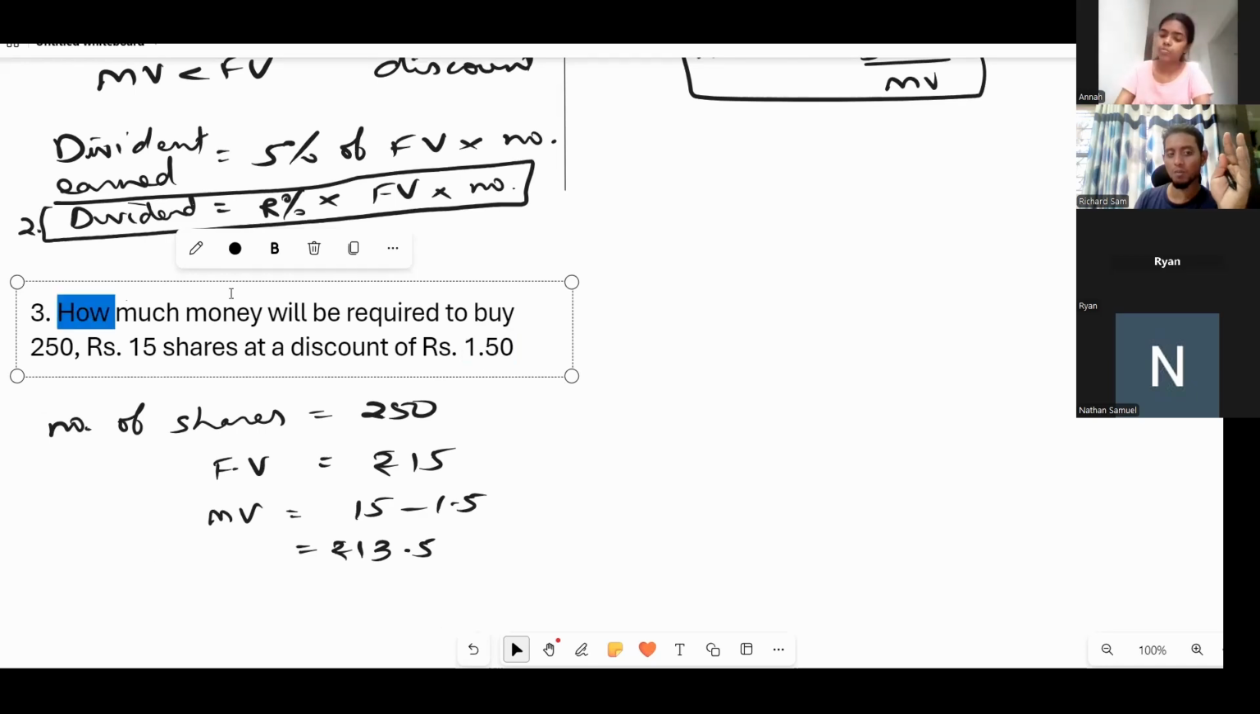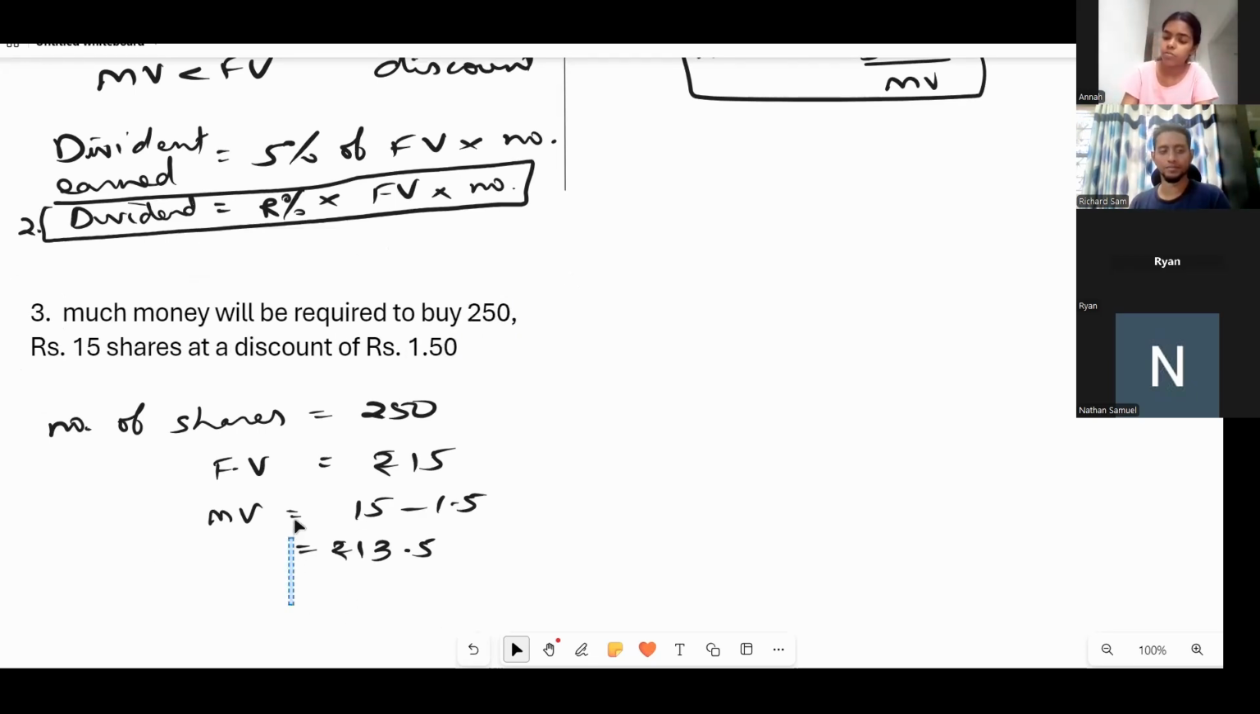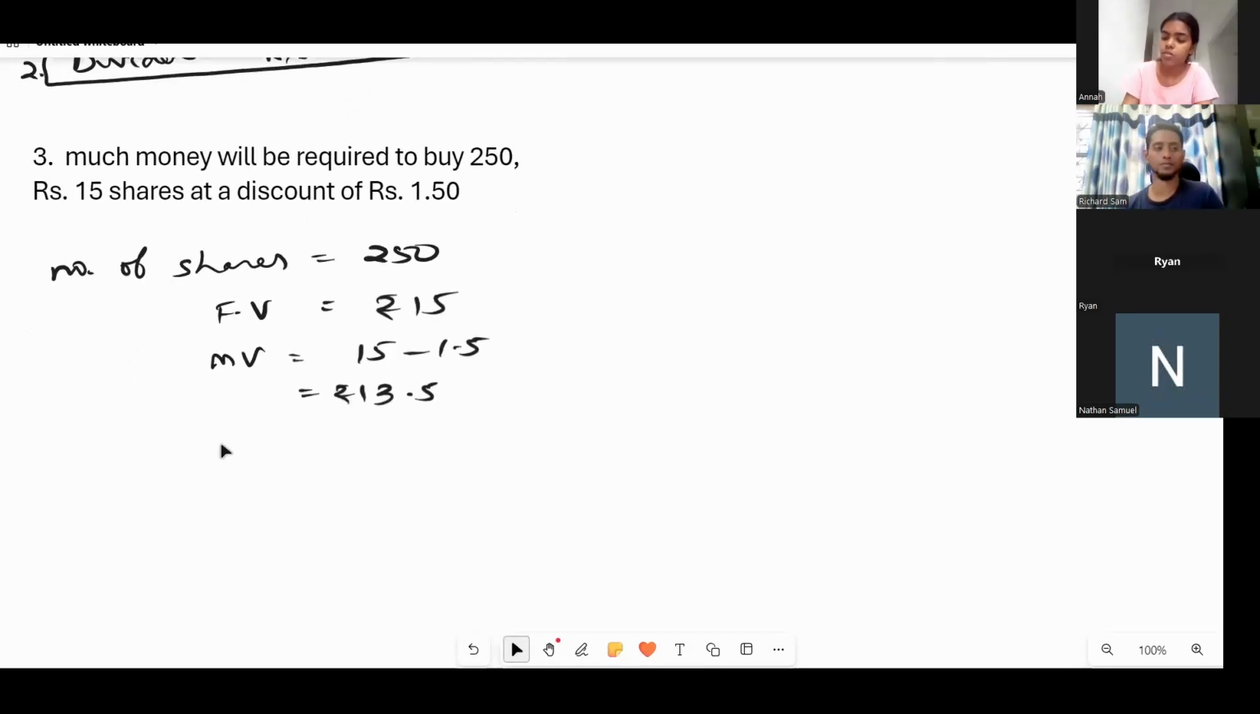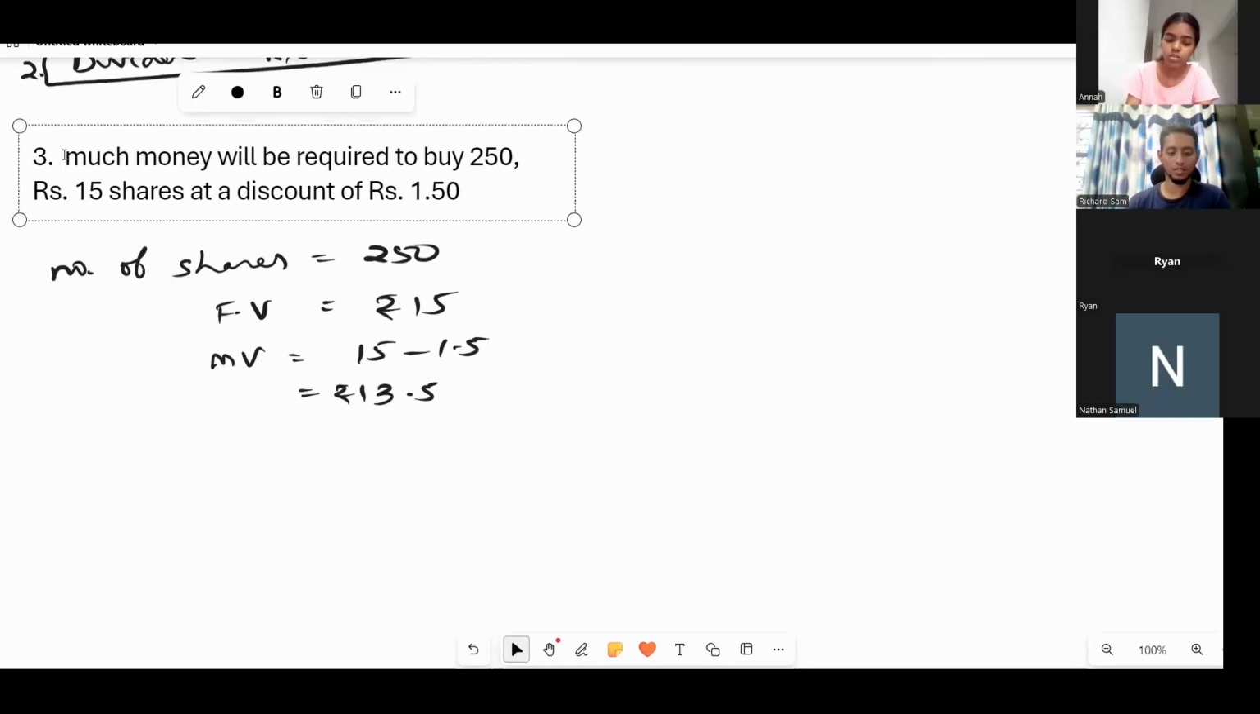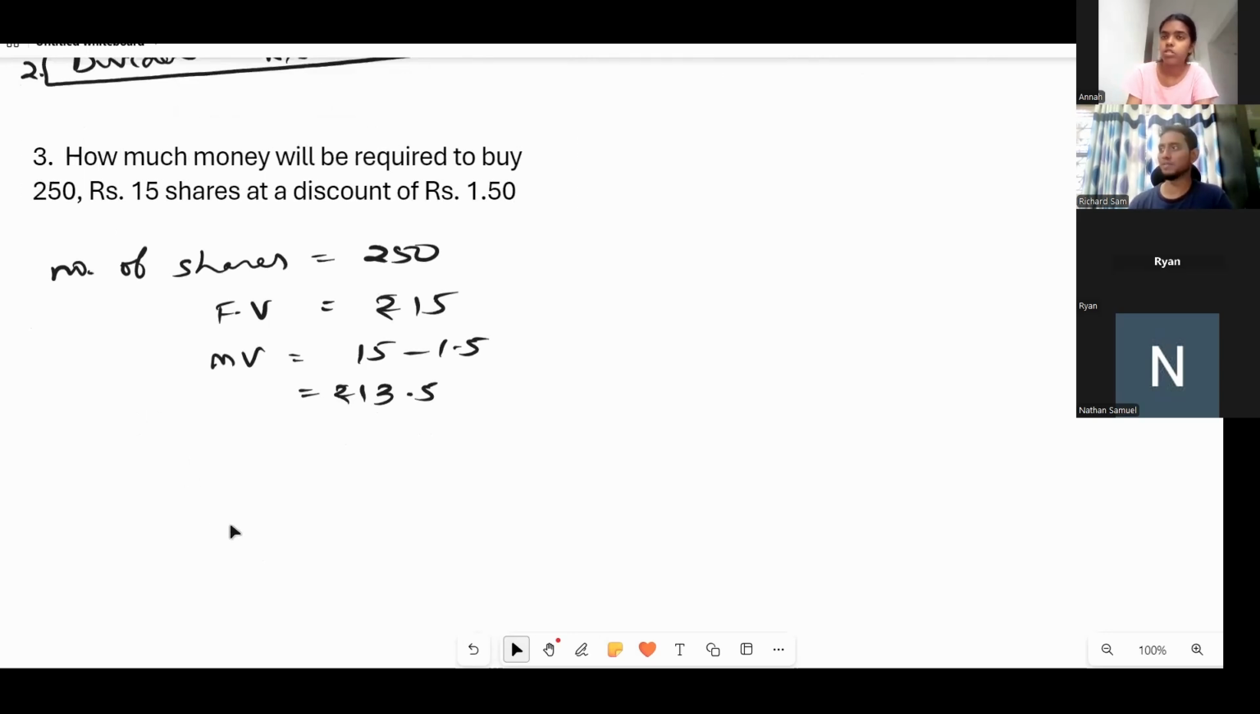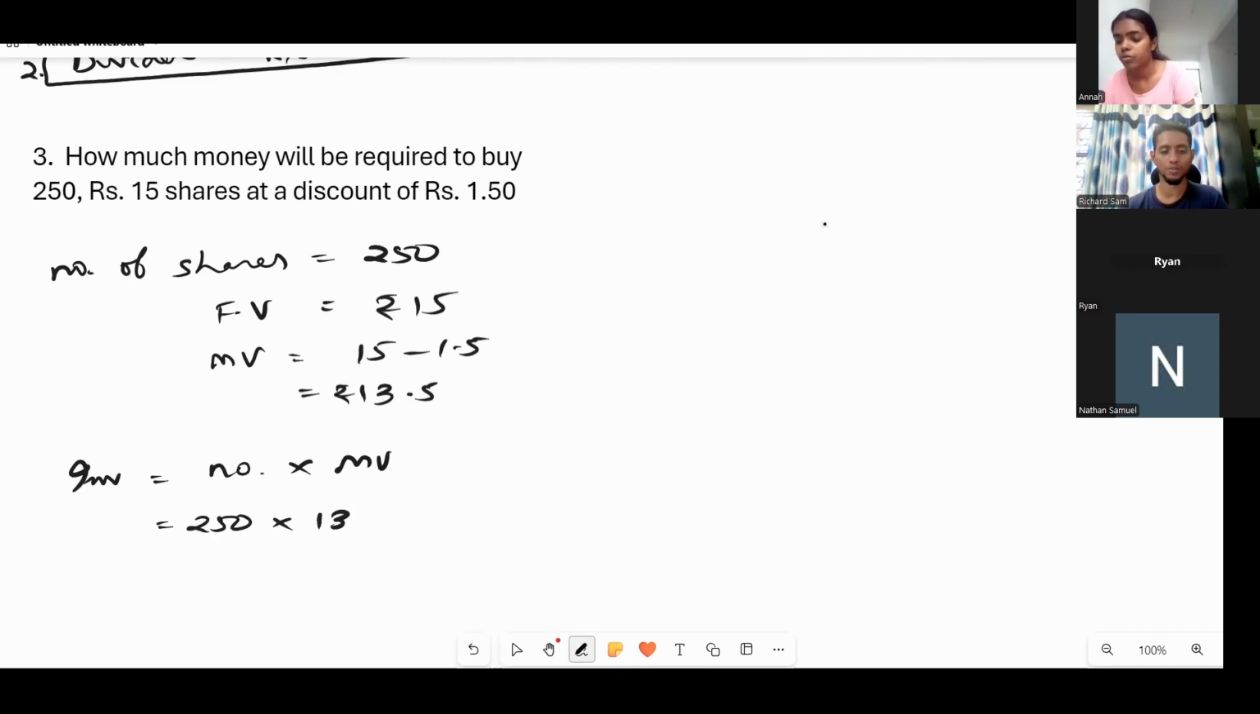Okay, the question is what now? How much money will be required? What are they asking? They're asking investment. How much should I invest if I want to buy 250 of these shares? Okay, so we have to find investment. What's the formula for investment? Number of shares into market value. So we have the values. Number of shares is 250 into 13.5. That will give you the investment. Clear? Write it down and find the answer.